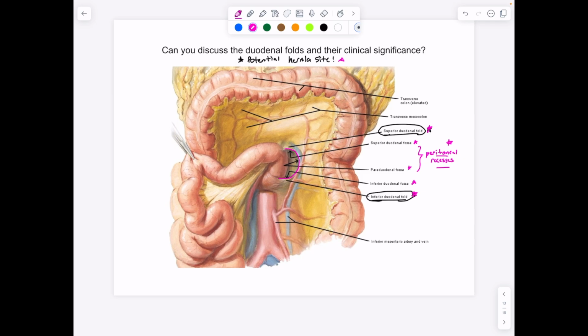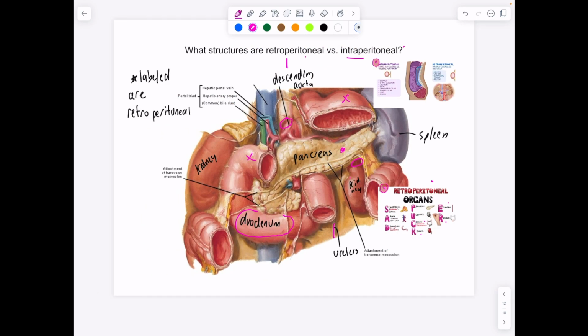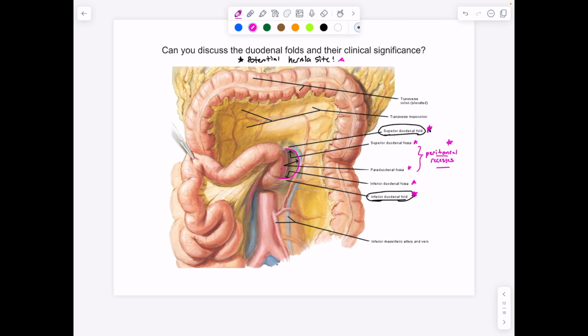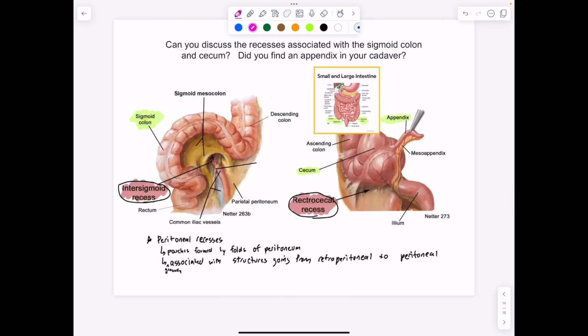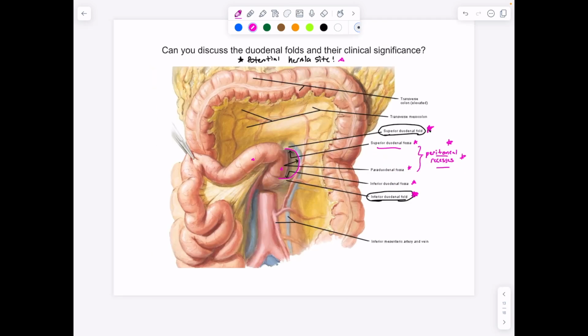But specifically, the recess is generally associated when you have something going from retroperitoneal to intraperitoneal. All right, so we have the duodenum going from retroperitoneal to intraperitoneal. And as a result, we have the duodenal folds, superior and inferior duodenal folds, lining the duodenal fossa, making up the peritoneal recess right there. All right, all three of these are peritoneal recesses: superior duodenal fossa, paraduodenal fossa, inferior duodenal fossa.